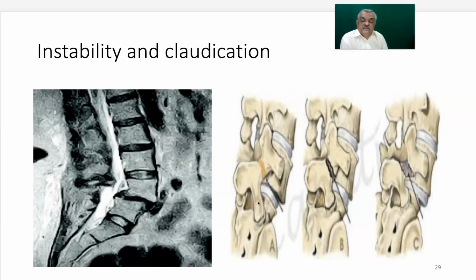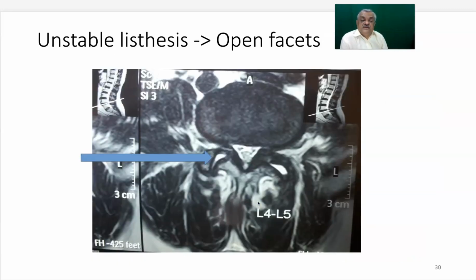We need to keep in mind that we also deal with instabilities which can give rise to claudication, where here you can see a listhesis or a lysis giving listhesis, and here you see the open facet sign, where in case of listhesis the facet is supposed to contain fluid, which definitely indicates a micro instability.